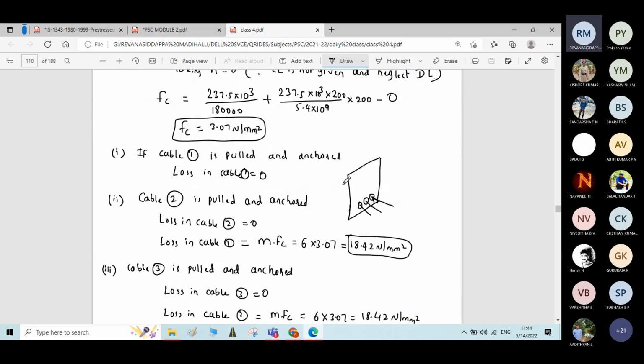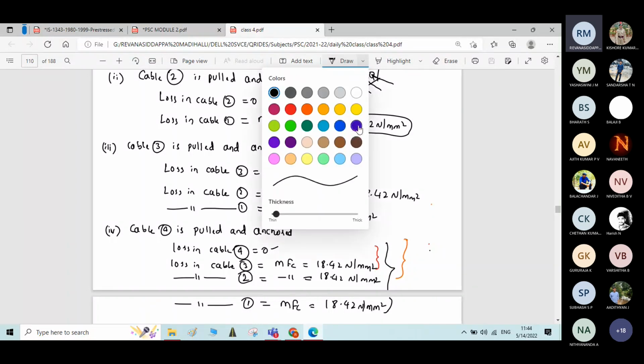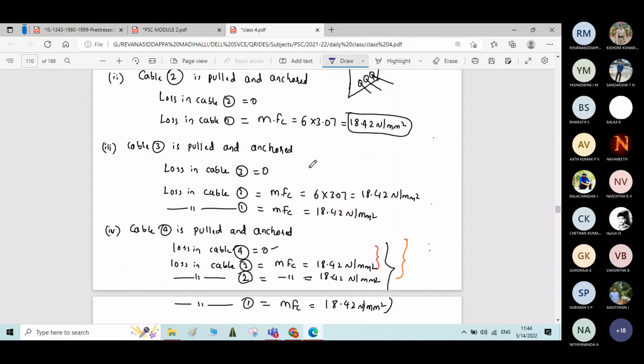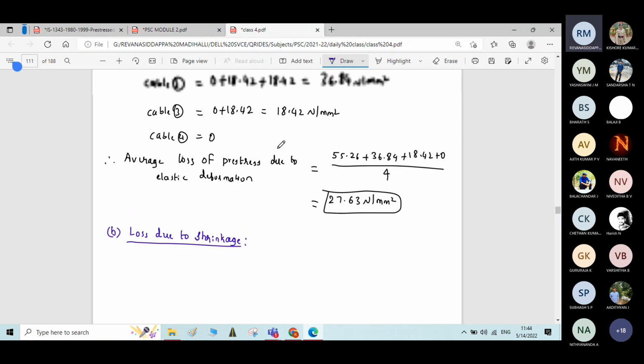Now in the next step we will calculate loss due to shrinkage. Second one, B, loss due to shrinkage.